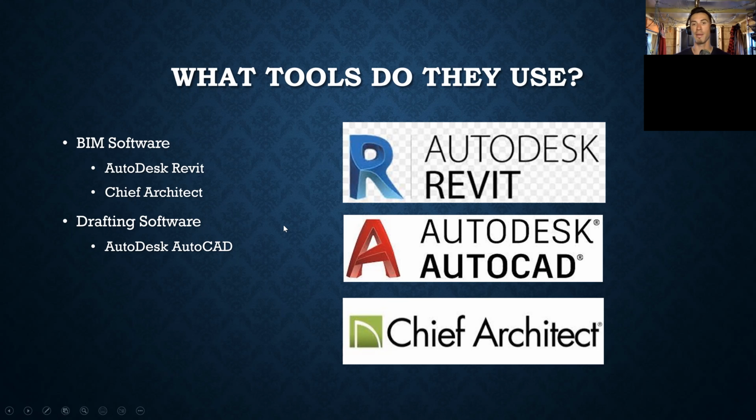So Autodesk Revit is a powerful program that can do the 3D modeling thing. Chief Architect is a powerful program. There are more out there, but these are just two big names.